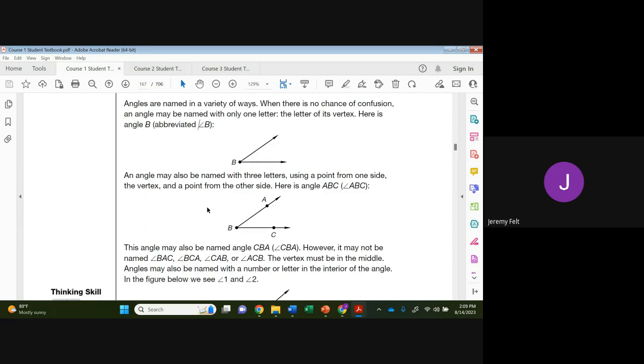Another way we can refer to it is if we have 3 points, we can refer to it as angle ABC or CBA. And we go 1, 2, 3, or 3, 2, 1. We can't call it ACB angle because that's not it. B is in the middle, which means it is our vertex. Okay, so if we said in this example, angle B or angle ABC or CBA, we would be referring to the same angle down here.